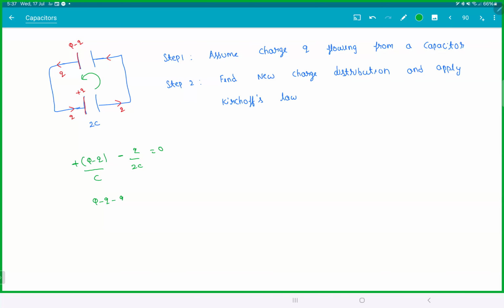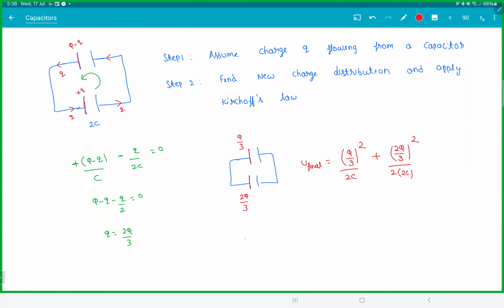So Q minus q by 2 is 0. So small q is 2Q by 3. So 2Q by 3 charge has gone away. So the final charge distributions are, this guy is Q by 3 and this guy is 2Q by 3. So you can find the final energy here, which is (Q by 3) whole square by 2C plus (2Q by 3) whole square by 2 times 2C.